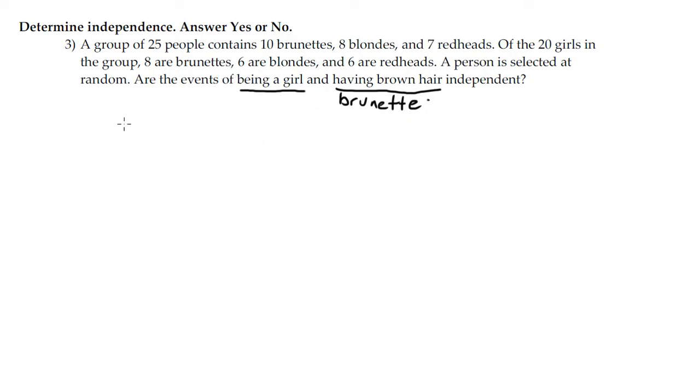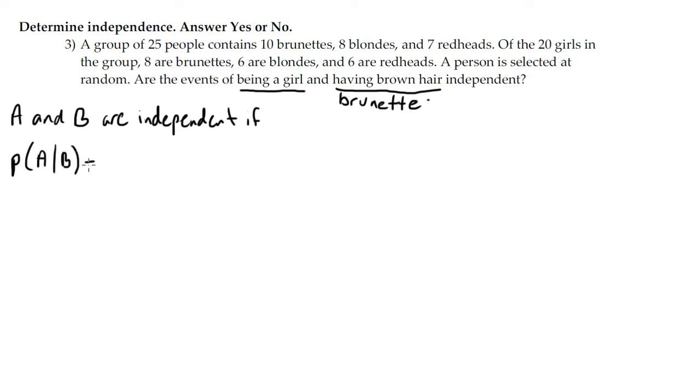Okay, so in general, 2 events A and B are independent if the probability that event A occurs given that event B occurs equals the probability that event A occurs anyway. Right? If the probability that A occurs given that B occurs is the same as just the probability that A occurs, 2 events are independent. Or you can show the other way. The probability that B occurs given that A occurs is the same as the probability that B occurs on its own, regardless of A. Then those 2 events are independent.